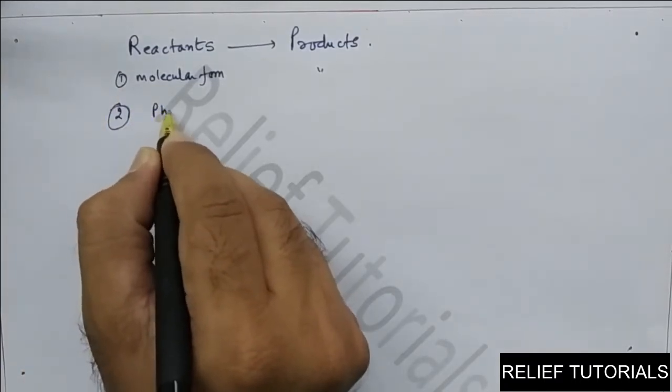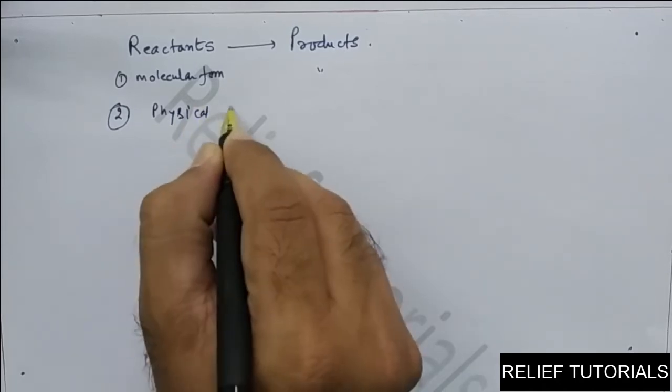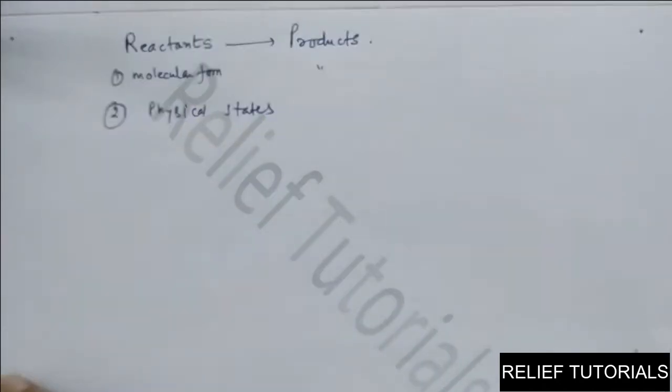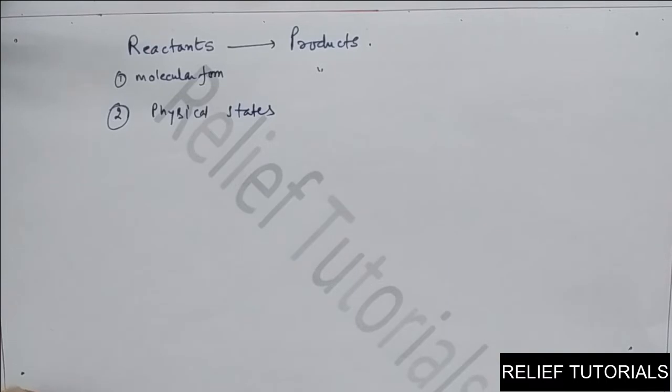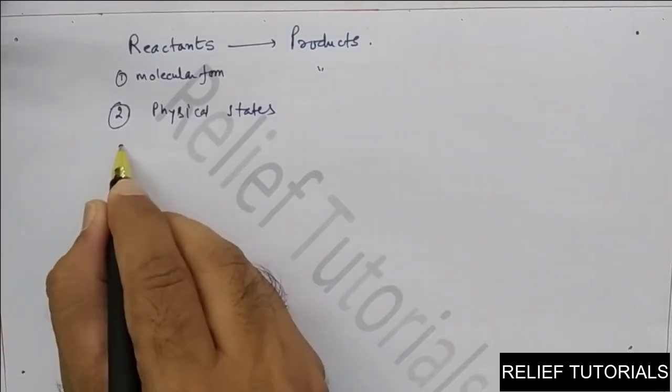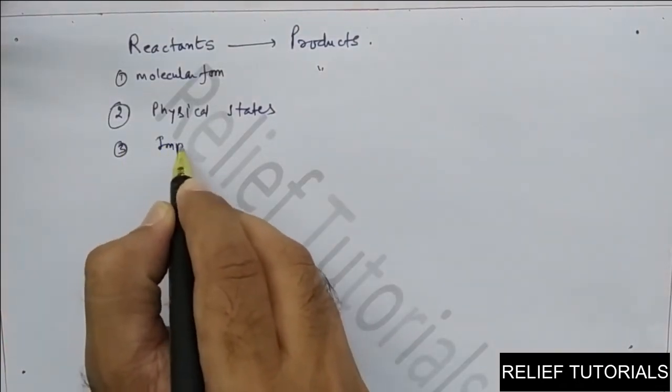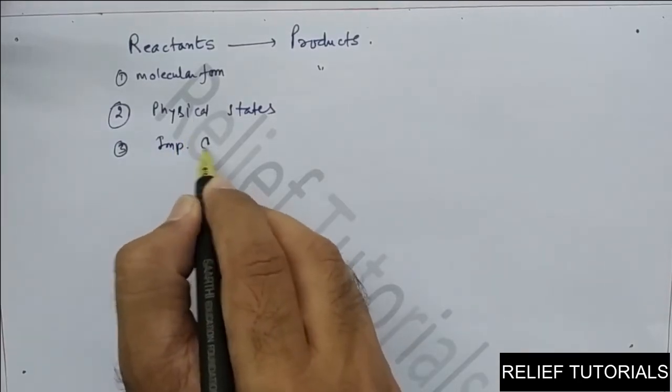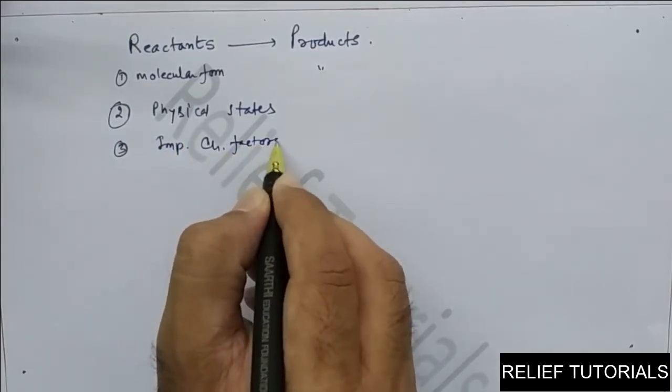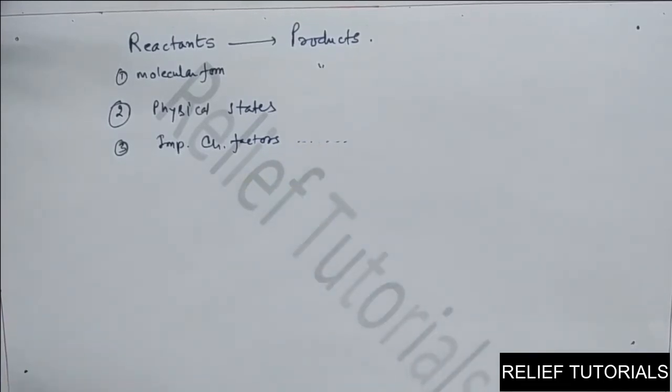Secondly, we can represent their physical states. For solid it is S, for liquid it is L, for gaseous it is G, and for aqueous solution it is AQ. Important or necessary chemical factors should be represented, like temperature, pressure, presence of catalyst, presence of promotional substance, or we can say promoters, also should be mentioned very well.